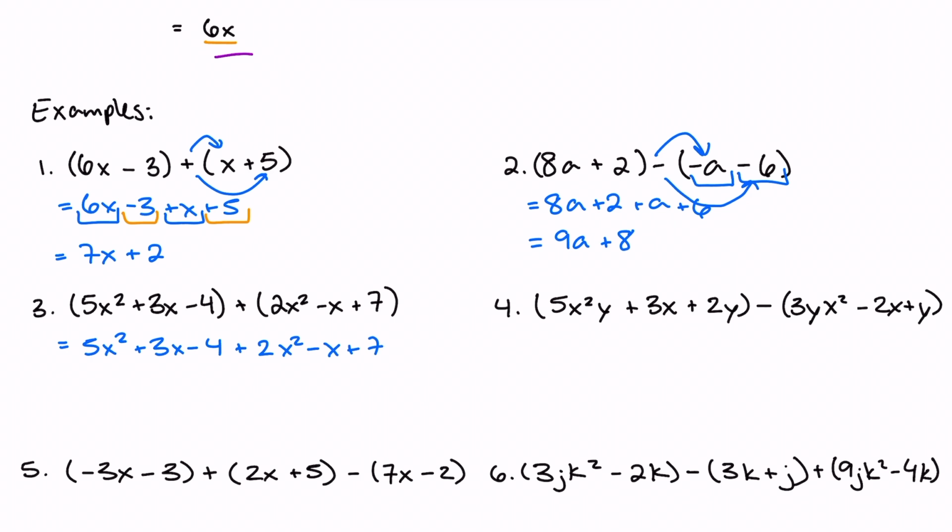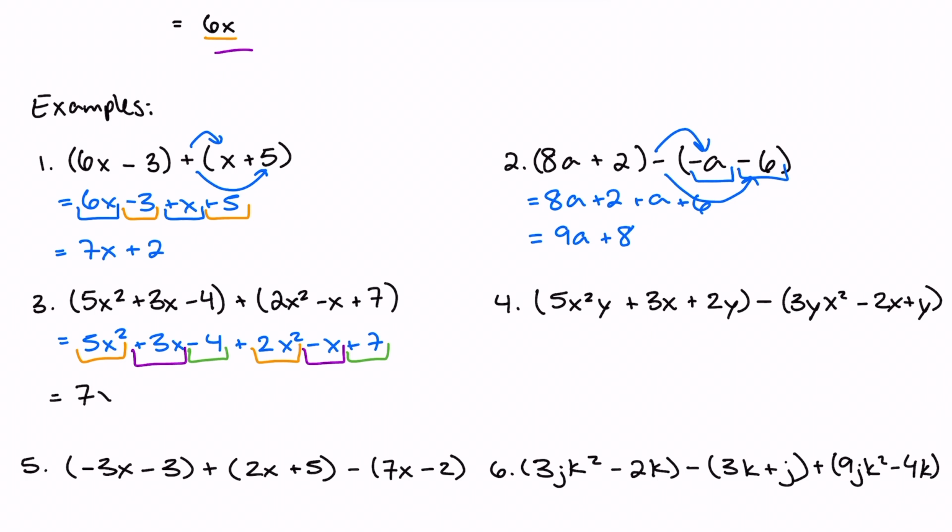And now we're going to gather like terms. So our x squares belong together, our x's belong together, and our constants belong together. So now we can simplify. So we have 5x squared plus 2x squared, which gives us 7x squared. 3x minus x is going to give us 2x. And 7 minus 4 is going to give us 3. So this would be our answer.